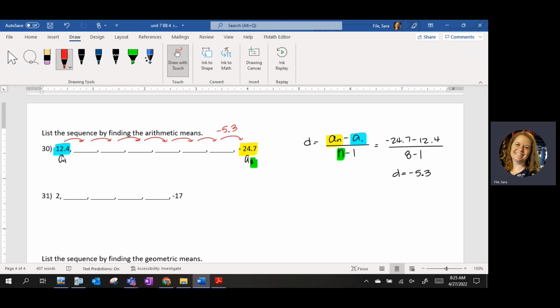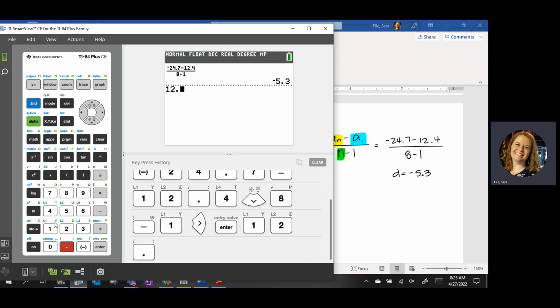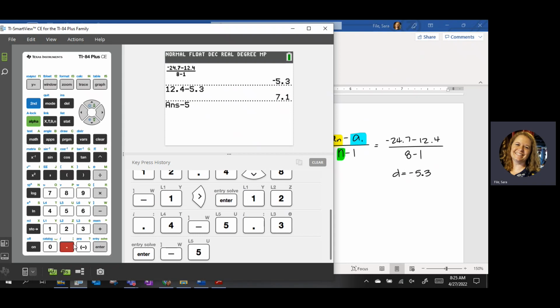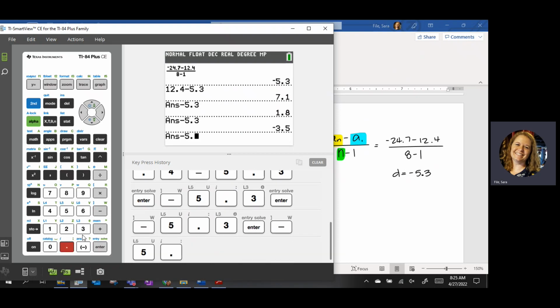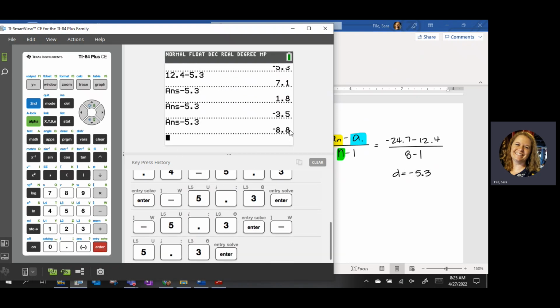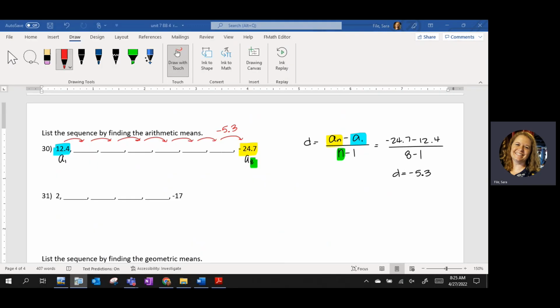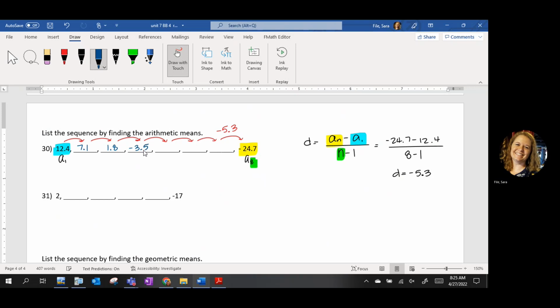Okay, so I'm going to start down here with 12.4 and I'm going to subtract 5.3. So I start with 12.4 minus 5.3, enter, minus 5.3, enter, minus 5.3, enter, minus 5.3, enter. And I keep doing this to get the rest of my terms. Okay, so we fill in those that we've found so far. The first one was 7.1, and then it was 1.8, and then negative 3.5, negative 8.8.